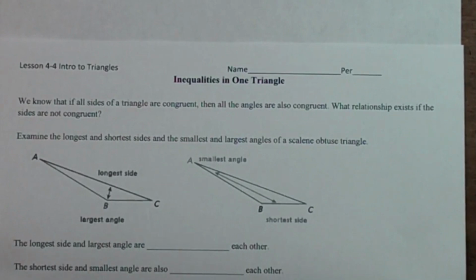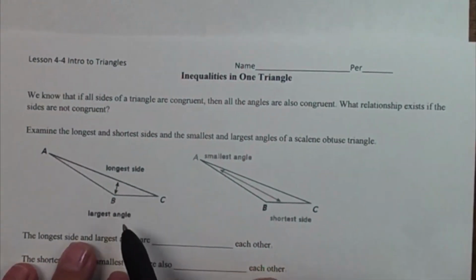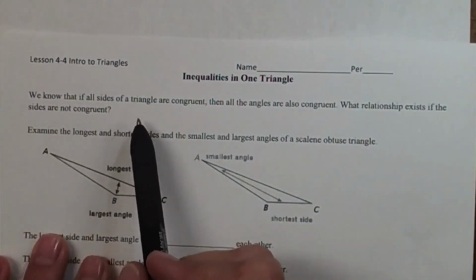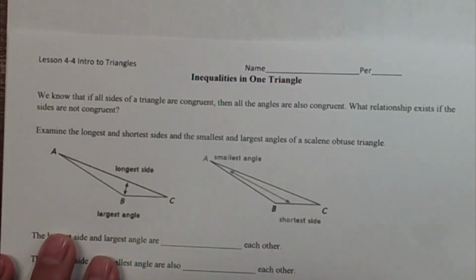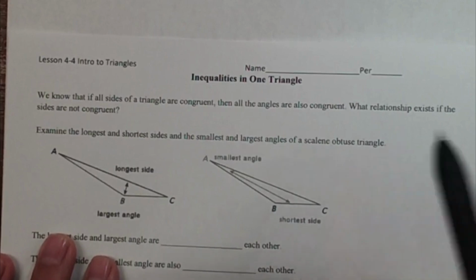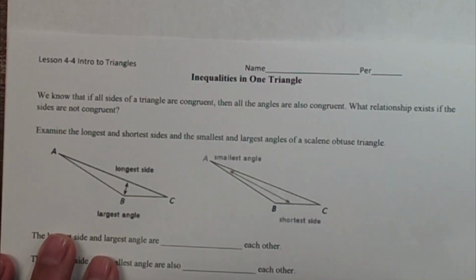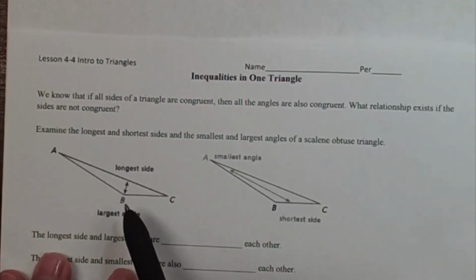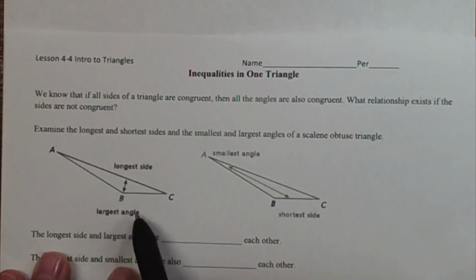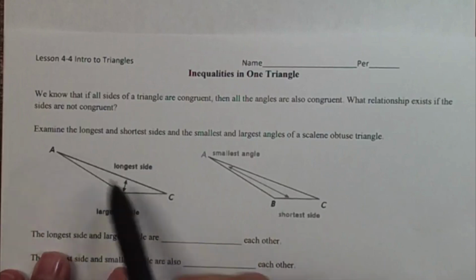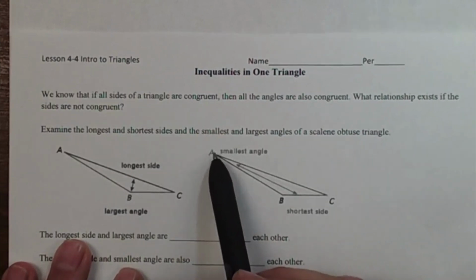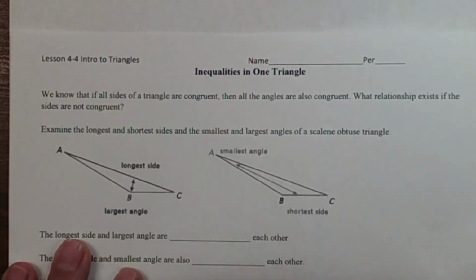We're talking about sides, yes, and we're talking about angles, yeah. So as it states here, we know that if all the sides of a triangle are congruent, then all the angles are also congruent. But what happens if all the angles or all the sides aren't congruent? What goes on? Well, the cool thing is, if you look at this triangle on the left, and actually they're the same triangle, we see the largest angle B, opposite is the longest side. And over here, angle A is the smallest angle, and opposite is the shortest side.